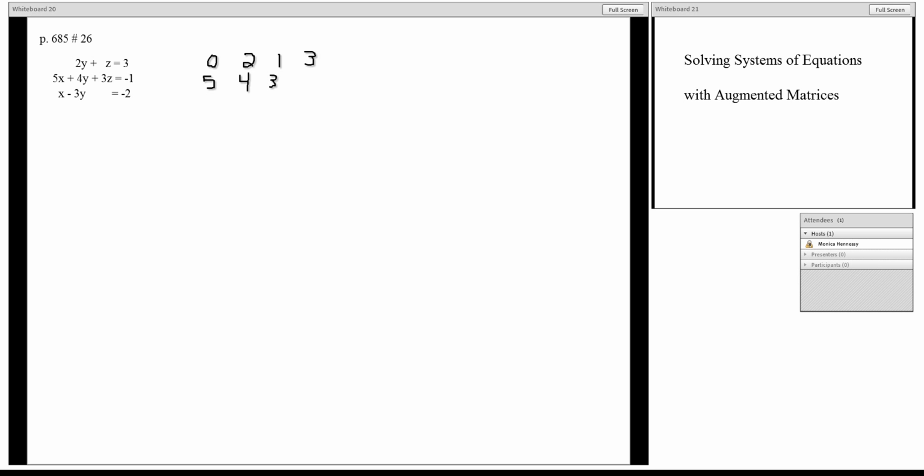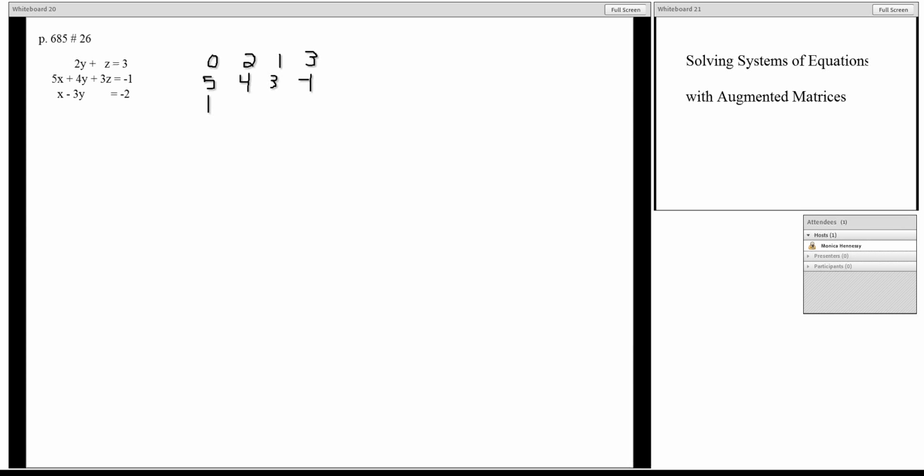Hey guys! Alright, let's just review what we've been working with so far of solving systems of equations. We're going to change this into an augmented matrix, which we've been dealing with. So remember, it's where we get rid of all the letters and just work with the coefficients.